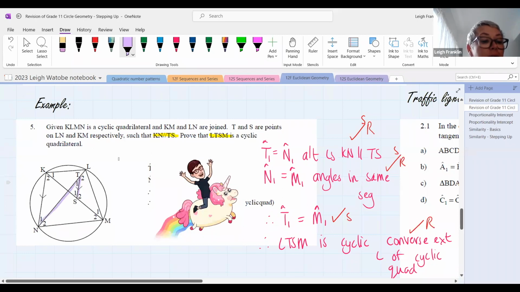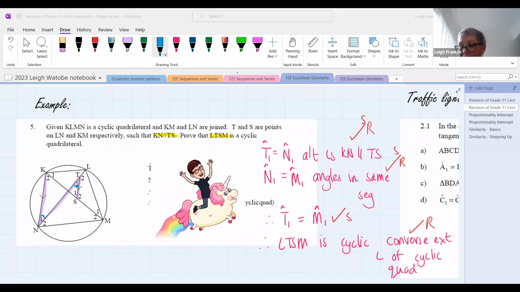TS and NK are parallel to one another, Kamachelo. So that means that T1 and N1 are alternate angles. Can you see it now? They are alternate angles. Oh yes, I can now see it. Thank you, ma'am. All right, no problem. Okay, how are the rest of you feeling? Are we feeling good? Is it making sense? Are you happy? Good stuff, lovely. Oh, is there another question?